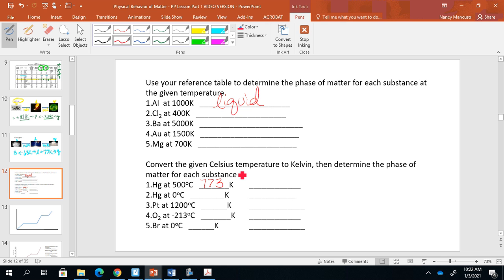Mercury melts at 234 K. So we're over 234, so it is not a solid. And then it boils at 630 K. So if we're at 773, it's already boiled. So this is going to be a gas. All right, so that's how you do it. I want you to pause me again and do the work. So go ahead, do the next one.